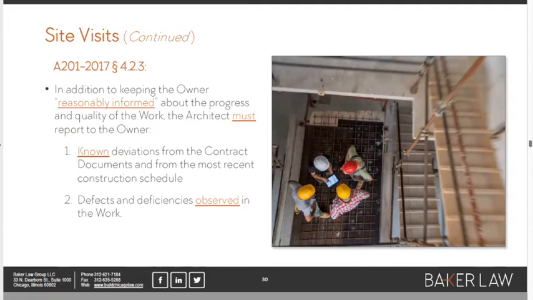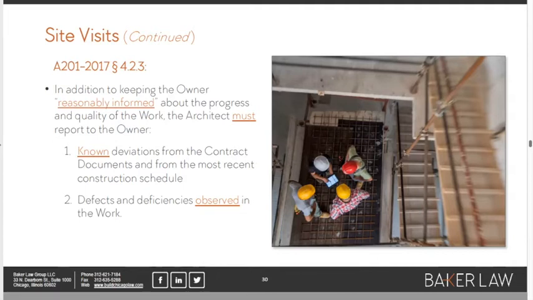This is not optional, okay? This is a requirement under the general conditions. It must report to the owner known deviations from the contract documents and from the most recent schedule. Now, it doesn't say deviations, it says known deviations, right? Because how can an architect keep an owner informed about unknown deviations, right? It can only report on things it knows about, okay?